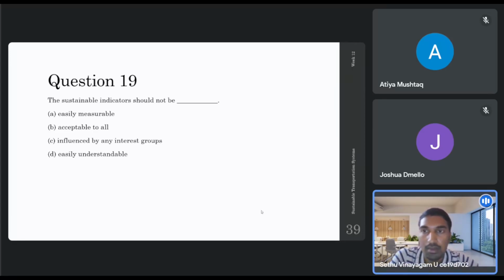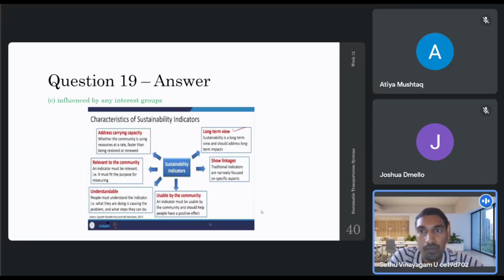Okay, so the right answer is option C, that it should not be influenced by any interest groups. Before, we looked at all those different examples of sustainability indicators, and we also talked about the characteristics that a sustainability indicator should satisfy. The different characteristics include that it should address the carrying capacity. When some particular resource is being used at a given rate, and it is being depleted faster, the indicator should take care of that.